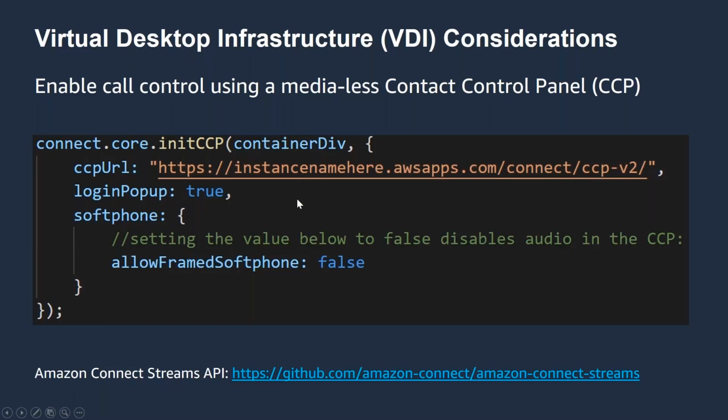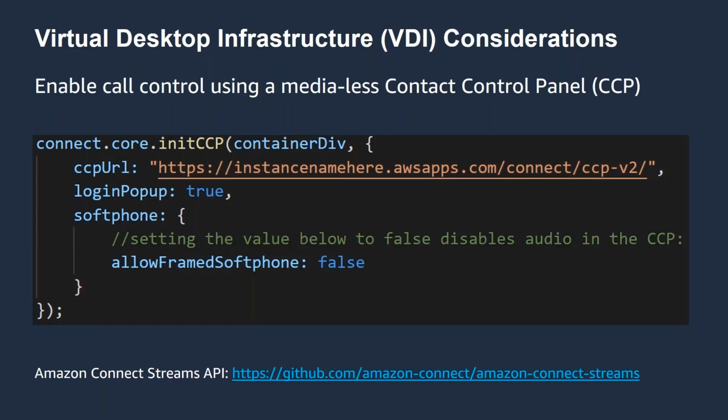This code sample shows how to create a custom CCP for use with VDI solutions. Setting the allow framed soft phone value to false allows the agent to answer the call and not have media flow to this endpoint. What an agent does in this scenario is first open the standard CCP on their local machine and then open the custom medialess CCP in their VDI session. This allows them to stay focused on their VDI desktop and handle the signaling there while having the media go to their local machine instead of through the VDI session.